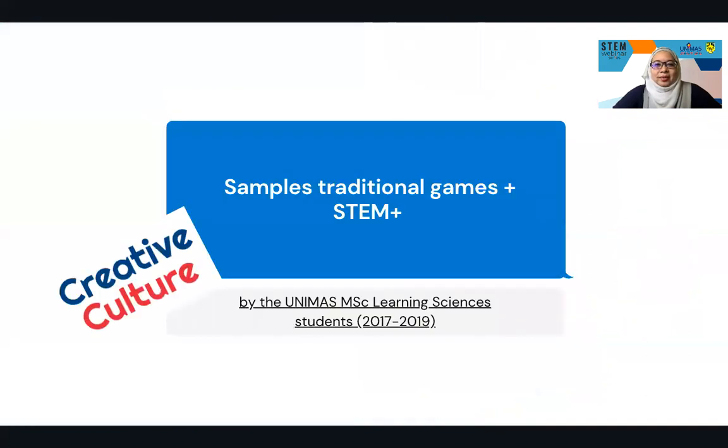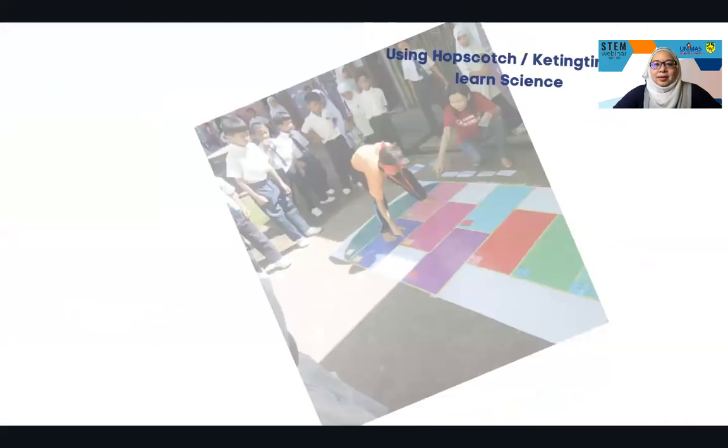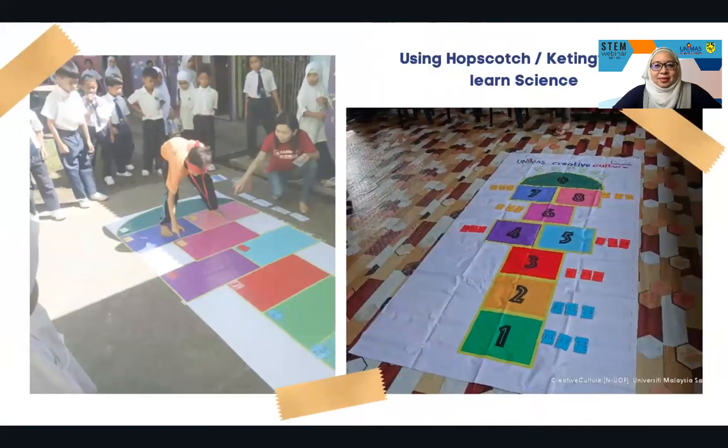Some of the samples that I would like to share with you today are traditional games that we have remixed to address STEM subjects. For instance, we played Keting. This may be a very familiar game to a lot of you. It's a very popular playground game. We call it Hopscotch as well.